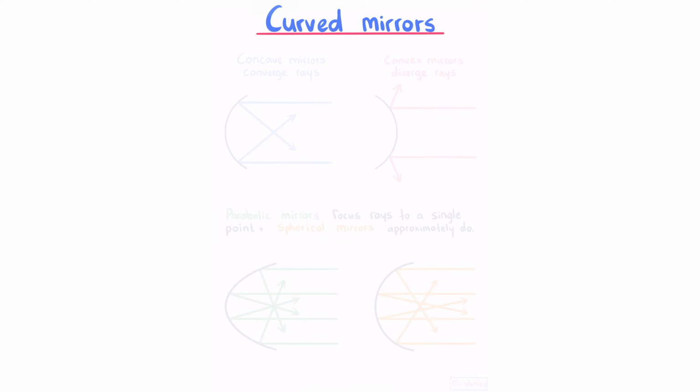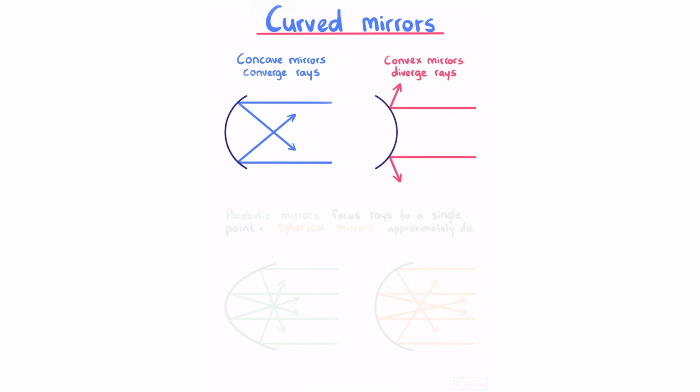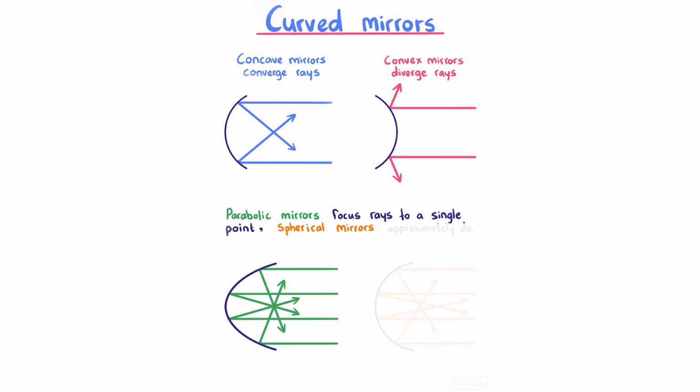Curved mirrors. Concave mirrors converge rays. Convex mirrors diverge rays. Parabolic mirrors focus rays to a single point. Spherical mirrors approximately do.